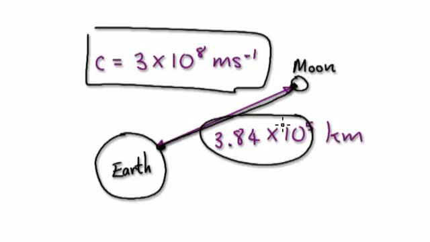Now, if I were to zap an ant on the Moon from Earth, so I'm going to fire a laser and zap that ant on the Moon. How long will it take for the laser, for the light, to travel from here to the Moon?